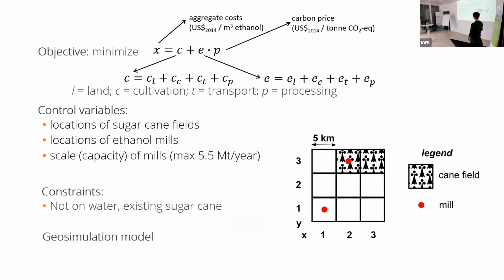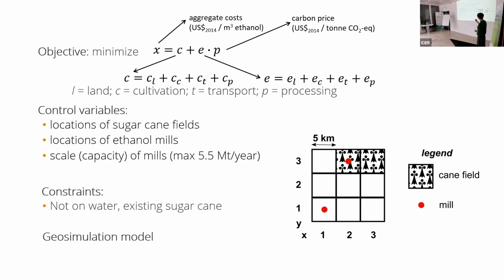So we define this as an optimization problem. What we want to do here is to allocate the fields of sugarcane and the mills, and then minimize costs and emissions. So our control variables are the locations of the fields, the locations of the mills, and also the scale or the capacity of these mills. So how many tons of sugarcane per year they can turn into ethanol.